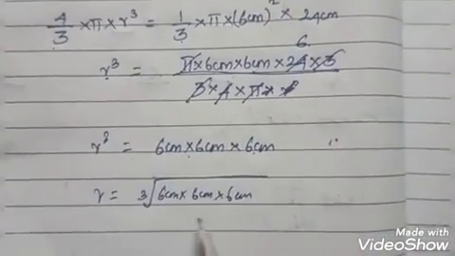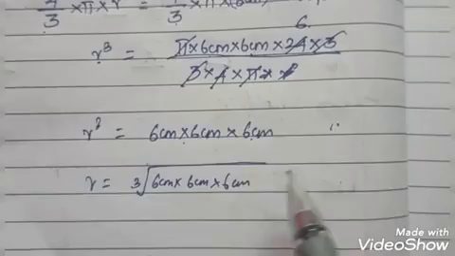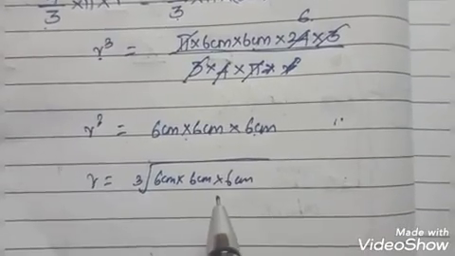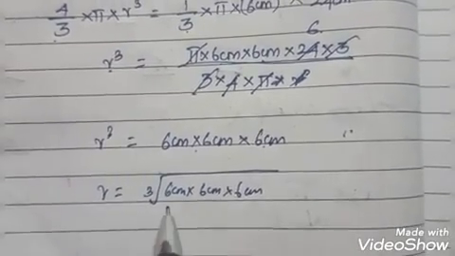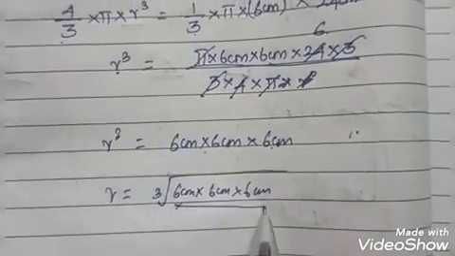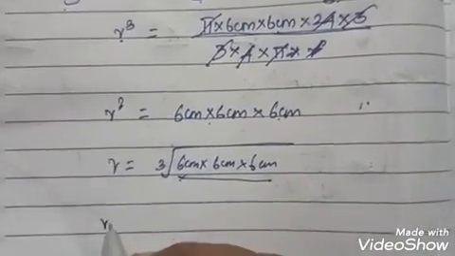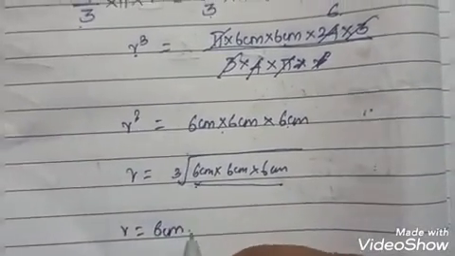Again you need to take the factors, 6 into 6 into 6. Cube root means, the concept is, you need to take 1 out of 3. You need to take 1 out of 3, that is cube root. So r is equal to 6 centimeter.